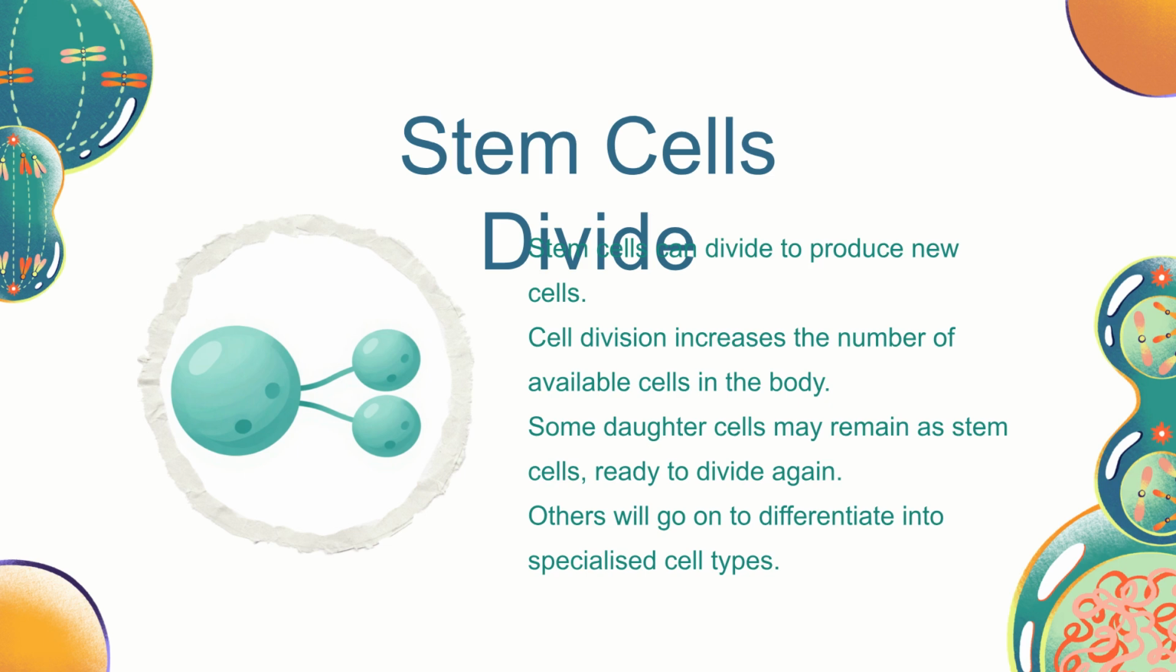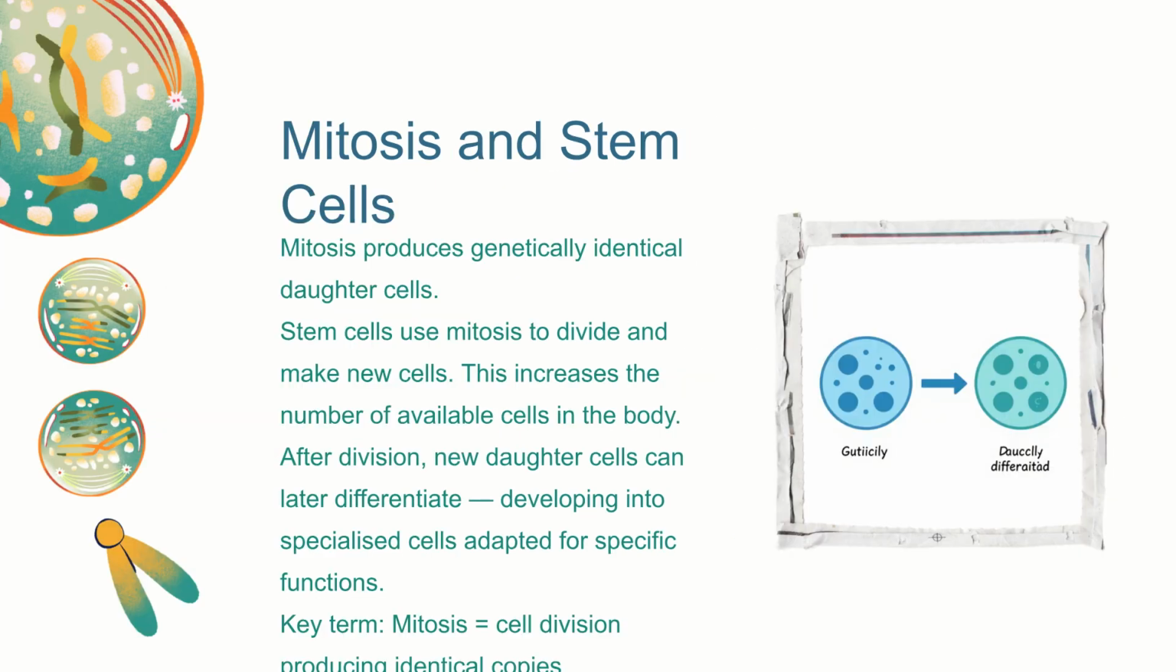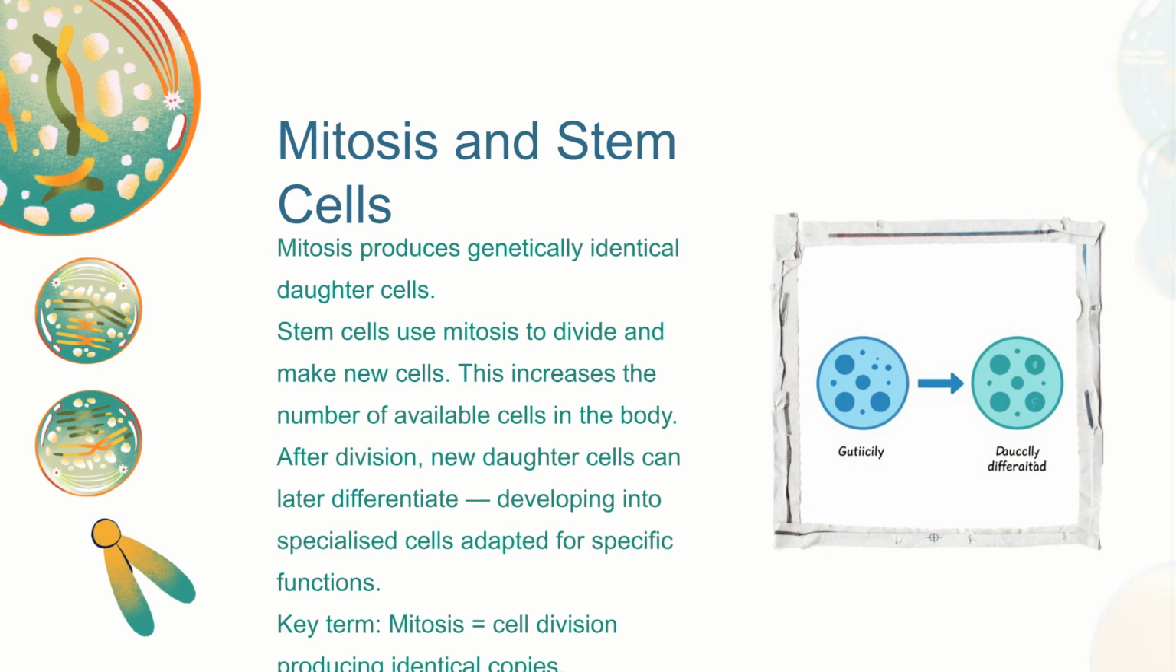Stem cells are defined by their ability to divide. This division increases the number of available cells. Some remain stem cells to continue dividing, while others differentiate. This division happens through mitosis, which produces genetically identical daughter cells. It is this process that allows the body to generate new cells for later differentiation.